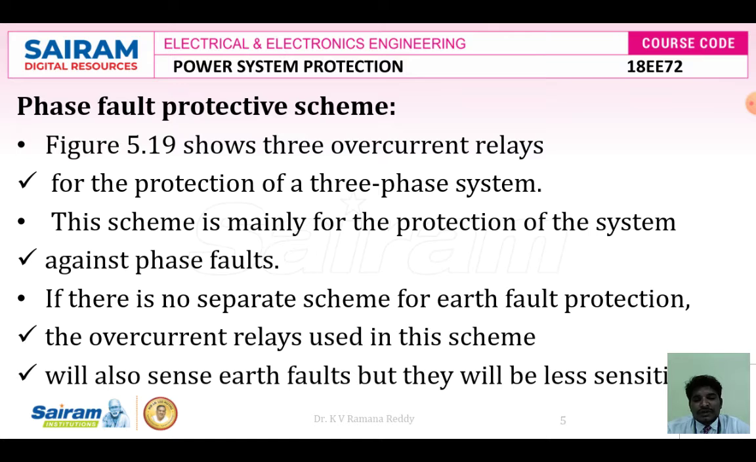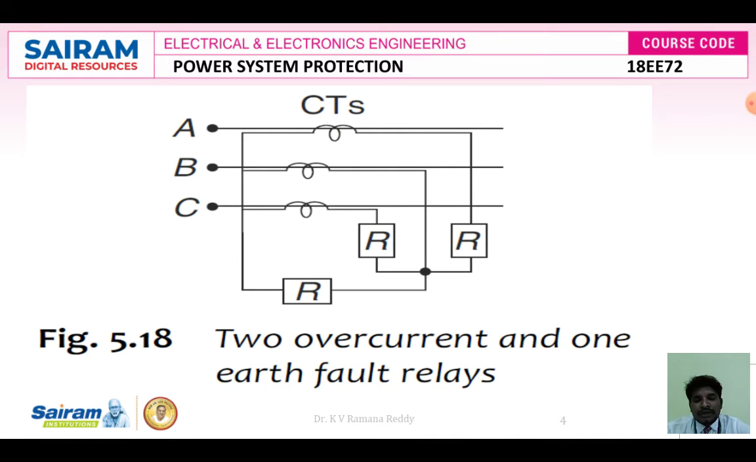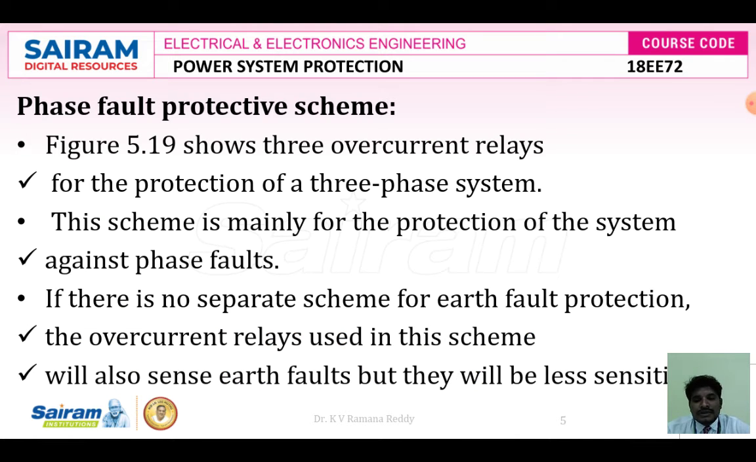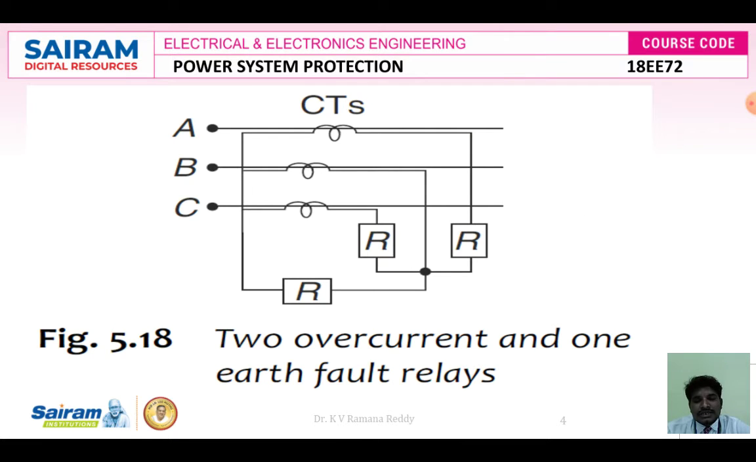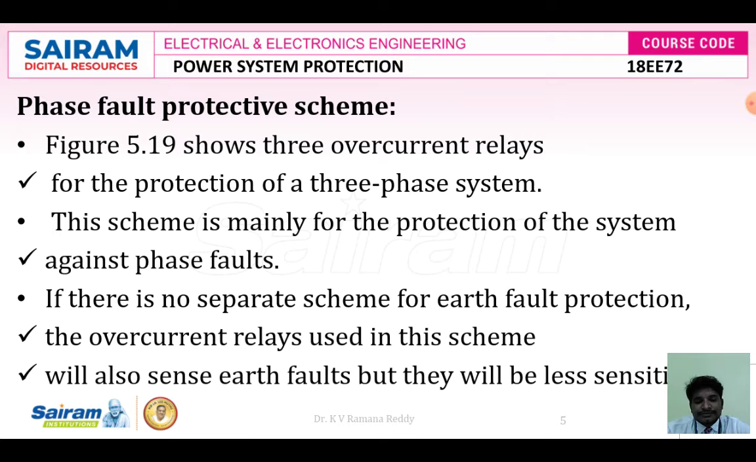The phase fault protective scheme shows 3 overcurrent relays for the protection of a 3-phase system. This scheme is mainly for protection against phase faults, because in each and every phase we employ one current transformer, and there is no separate scheme for earth fault protection. The overcurrent relays used in this scheme will also sense earth faults, but with less sensitivity, because phase fault current is more than earth fault current, so earth fault currents are less.